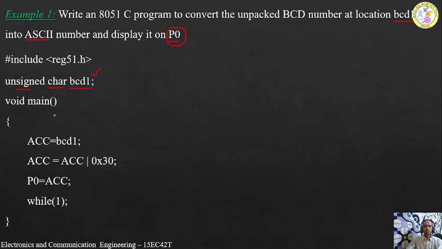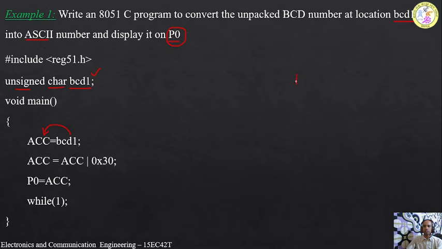Then I write void main, open brace. Then I will use ACC. ACC is nothing but the accumulator. I will want to use the accumulator register, which is equal to BCD1. What I will do, I will take this memory location. From the memory location, I will copy the number into the accumulator register. Then I will do an OR operation with 30.